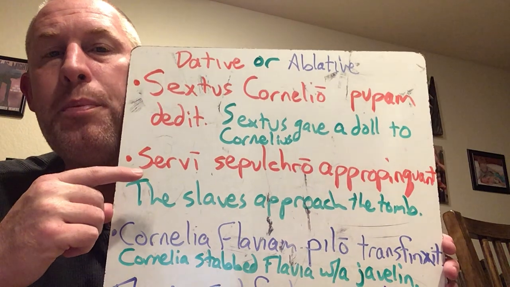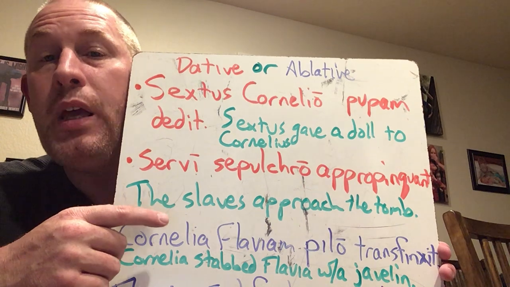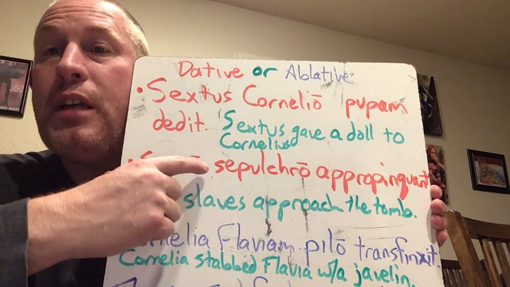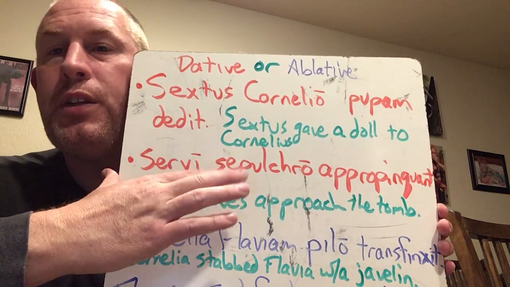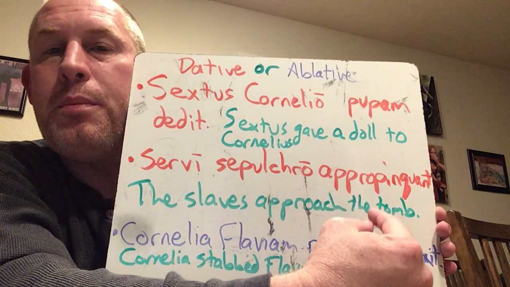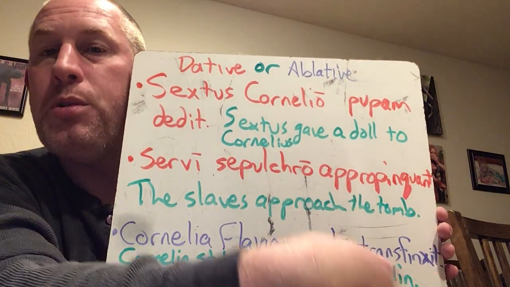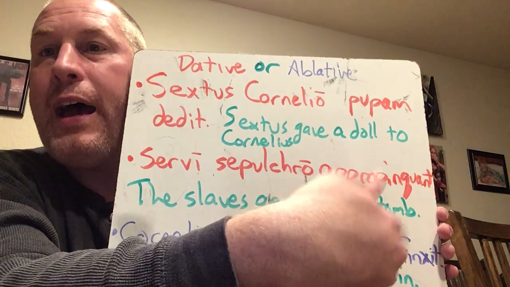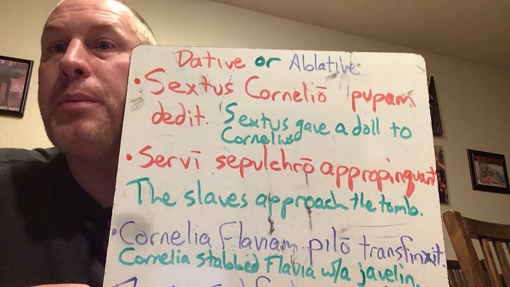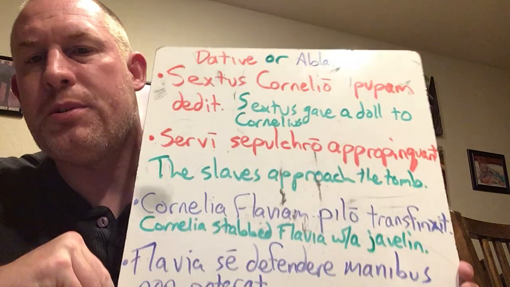Servi sepulchro propinquant. Like I said, I ran out of space. The slaves approach the tomb. Now, if you did not put ad in front of sepulchro, it becomes dative instead of an accusative. If you put ad, it's accusative and you don't have to worry about it. But the slaves approach the sepulchrum. It's because the verb propinquo means to be near, and then ad plus propinquo turned into appropinquo, and that makes it to approach, to draw near. So if you think about it, you are drawing near to something, and it kind of references the thing you're drawing near to.